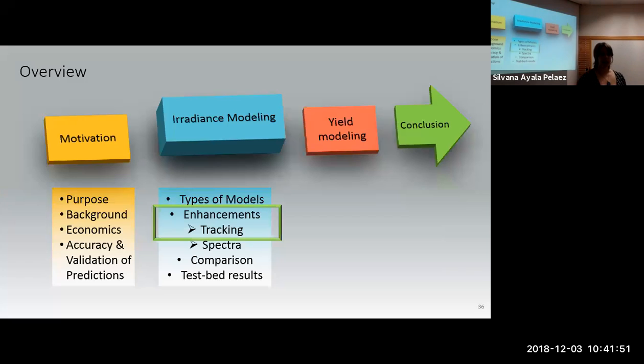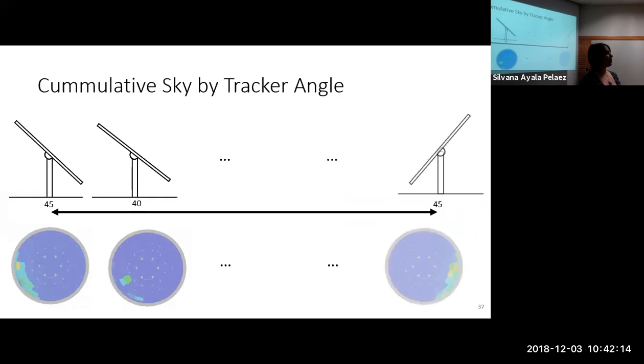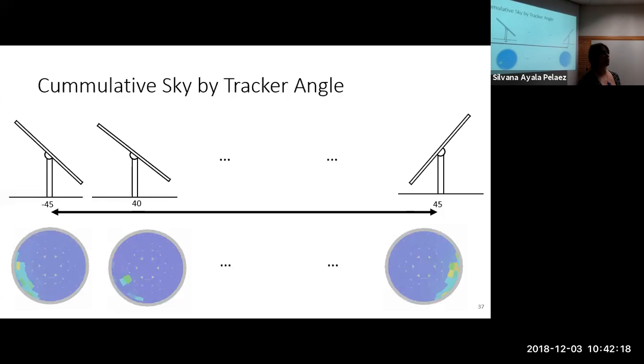Let's talk a little bit about the enhancements. One enhancement was into this cumulative sky. We started working with tracking. So what we came up with was creating skies based on the tracking angle. Trackers have a maximum and minimum limit, let's say 45 to minus 45, and we're simulating every 5 degrees. So we're going to find which hours the tracker is at those positions, and we're going to add them to that particular sky.